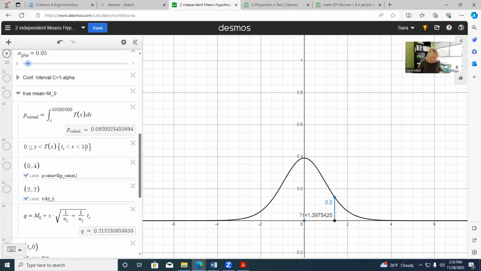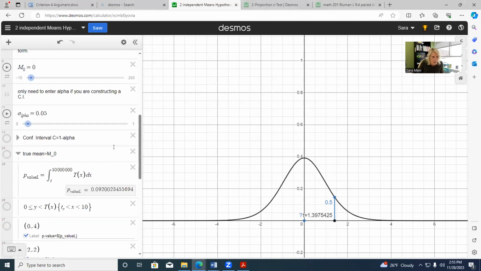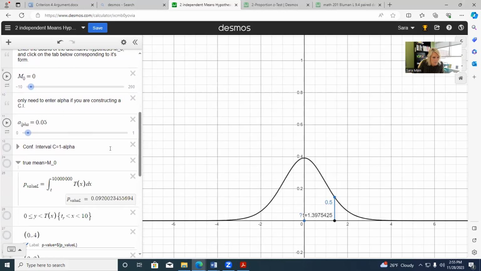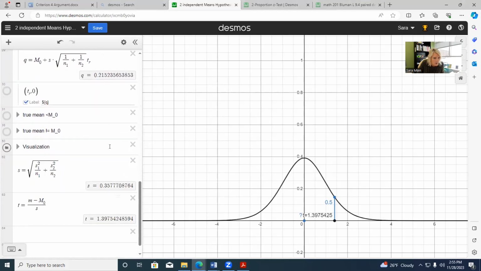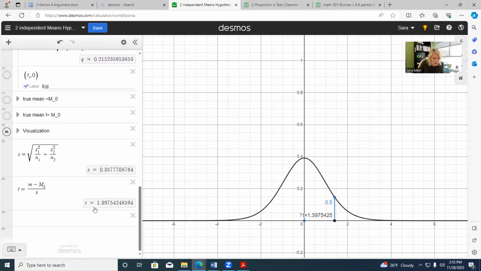And it looks like our p-value is, so step 5 is where we use the p-value, but let's write it down: 0.092. And I meant to grab our critical t. Our critical t is at the bottom, down here. It's 1.3975.